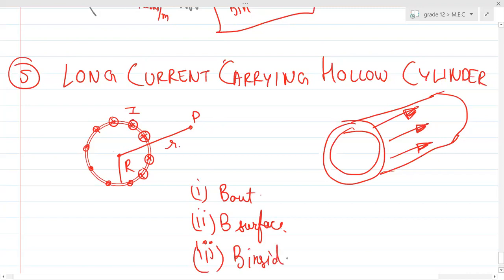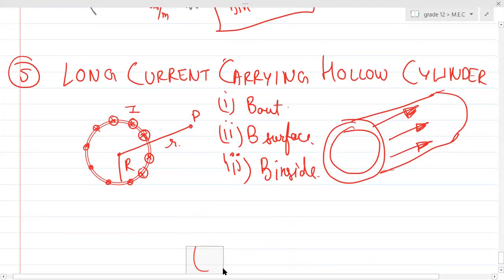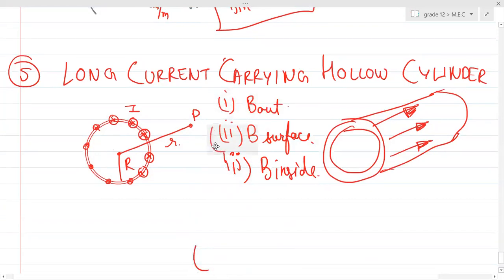Sir, is it similar to something? Yeah, the sphere. Yes, the hollow conducting sphere. Hollow sphere or conducting metallic sphere, right? Yes, sir. So basically, this is similar to that.